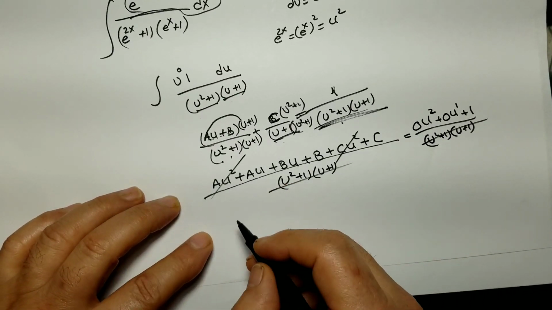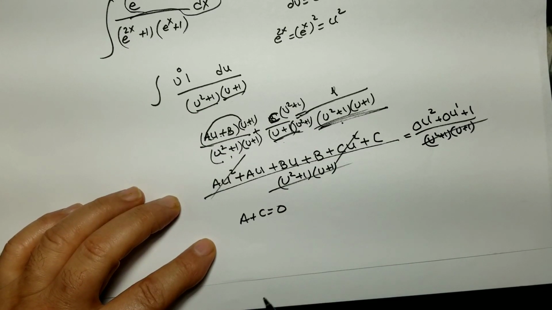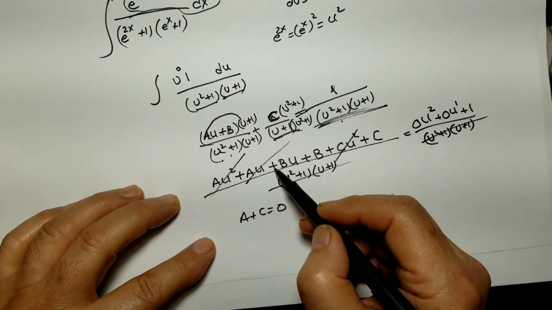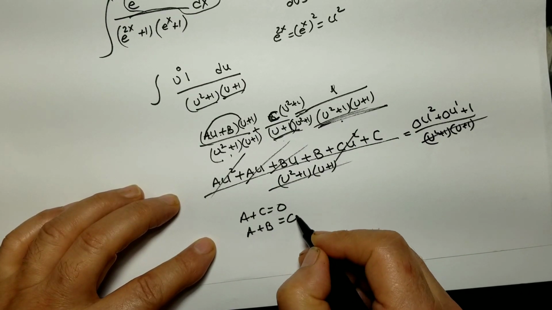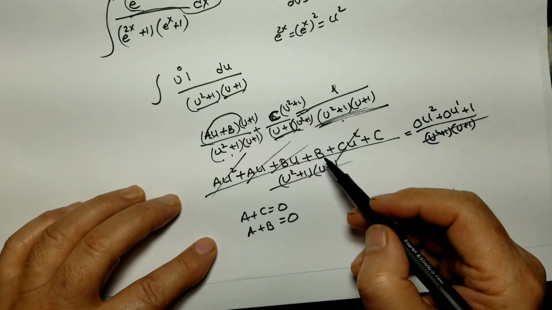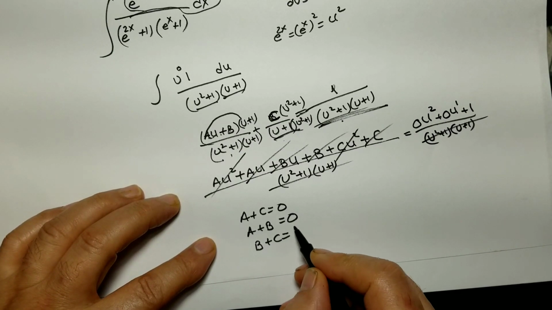The coefficient of u squared is a plus c and must be 0. The coefficient of u is a plus b and must be 0. The constant is b plus c and must be 1.